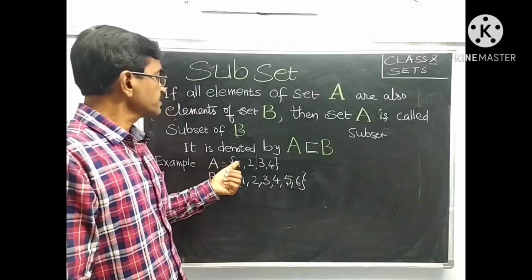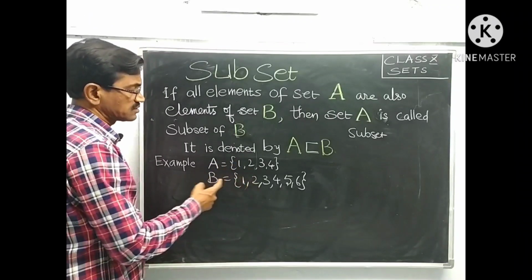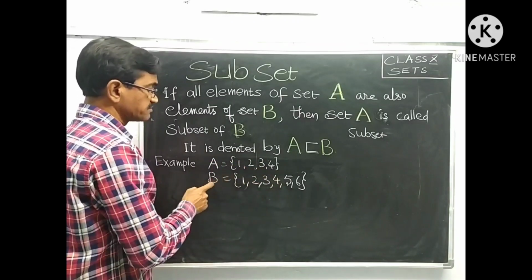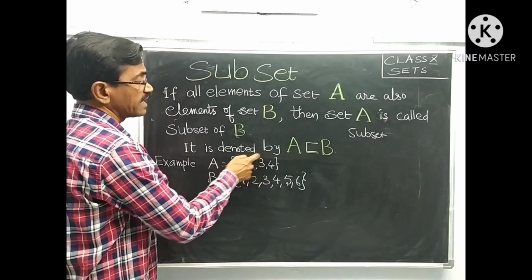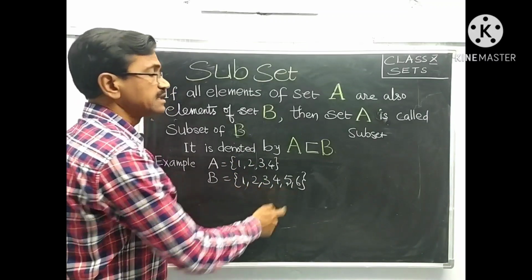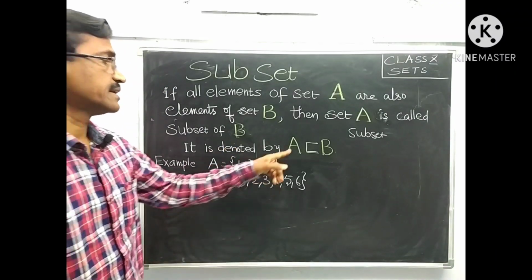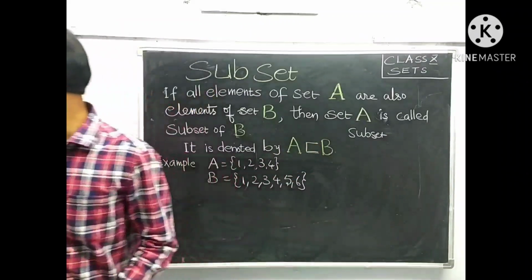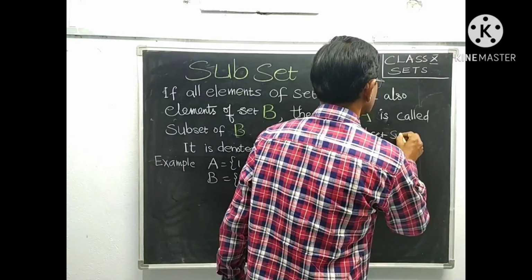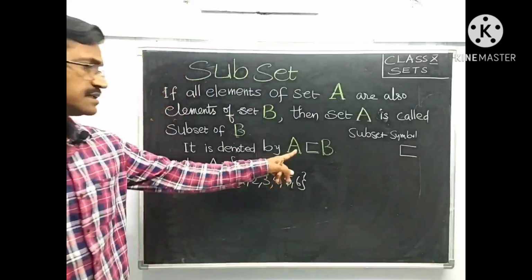1 belongs to A and 1 belongs to B, 2 belongs to A and 2 belongs to B, 3 belongs to A and 3 belongs to B, 4 belongs to A and 4 belongs to B. Therefore, every element of A also belongs to set B. Then A is called a subset of B, and it is denoted by the subset symbol. So A is a subset of B.